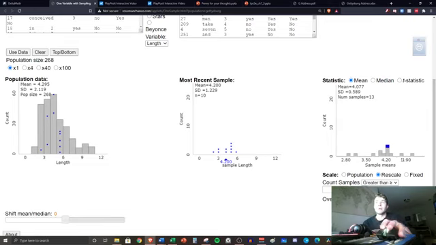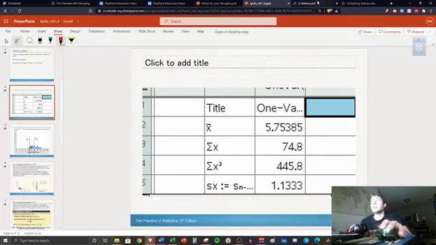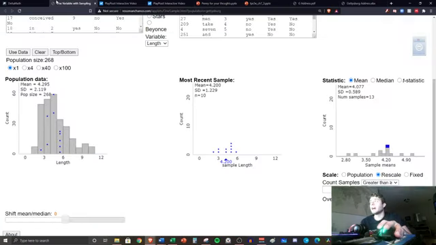Okay, so there we go. So this is the new distribution of these sample means. So this is a sampling distribution. You can see the mean of it is 4.077, which is a lot better than what we had when we were doing bias sampling. The mean was 5.75. So it is more accurate when we do that.